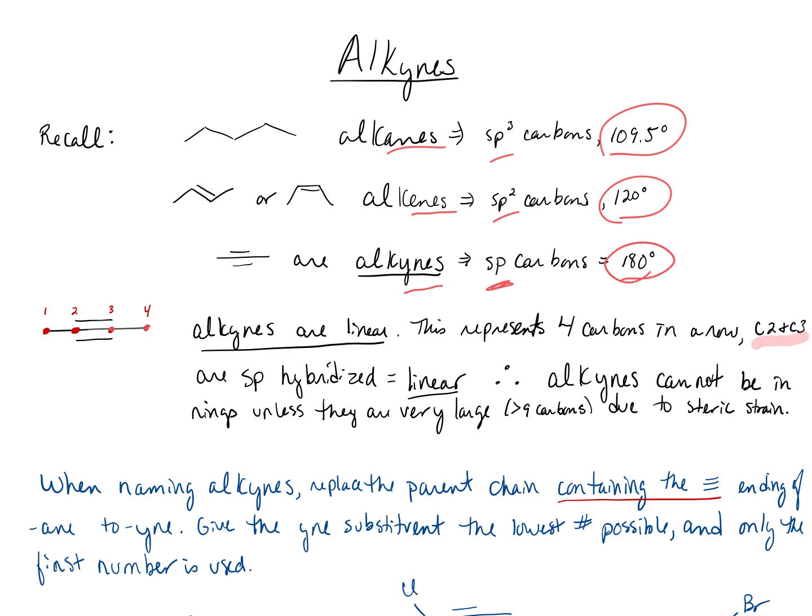Alkynes, because they're linear, cannot usually be in rings. You'd have to have a really big ring that is straining on other carbons because of the bond angles. You'd have to have a really big ring to be able to put a straight line in the middle of it. So imagine that if you had maybe 10 carbons, there's going to be a lot of strain in those carbons when you start trying to pull and push around a line in the middle of a ring.